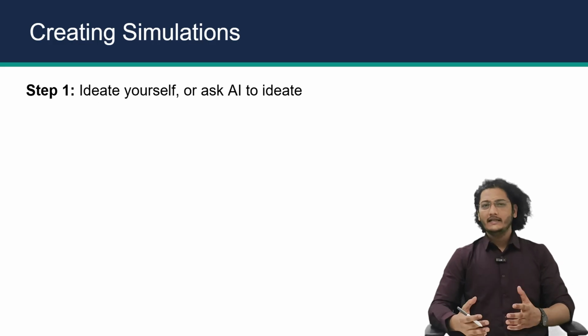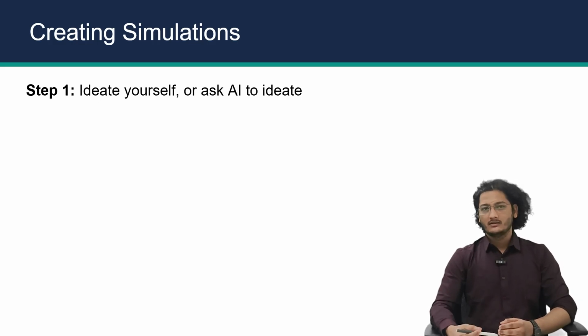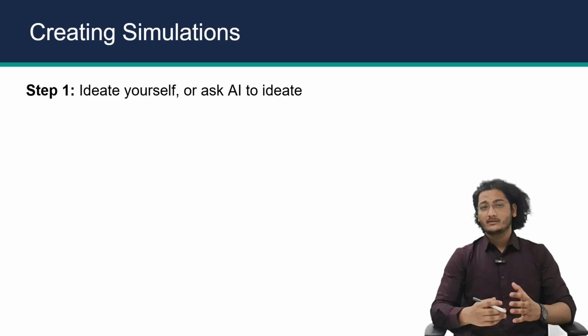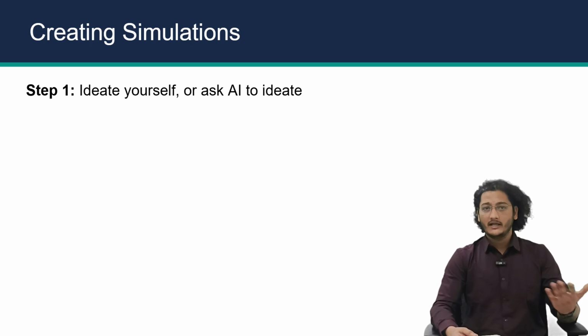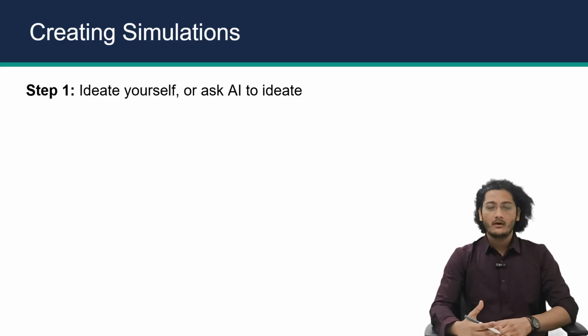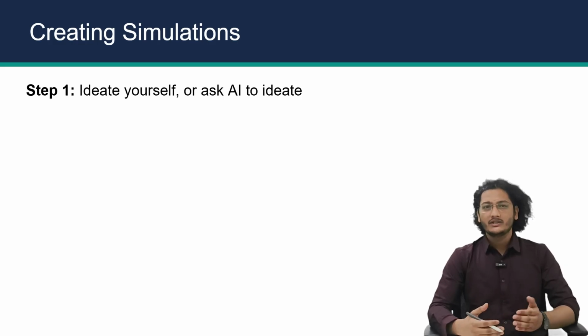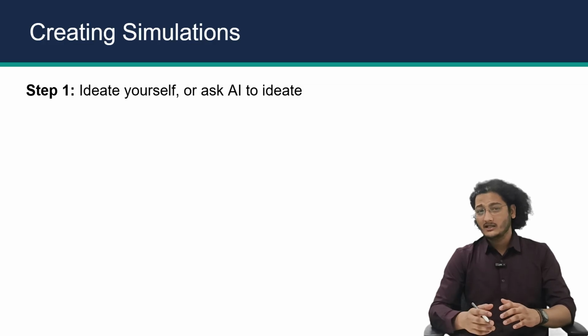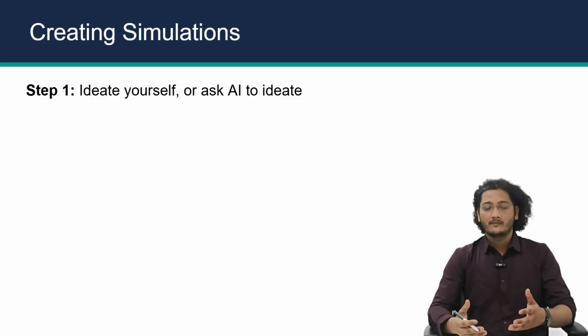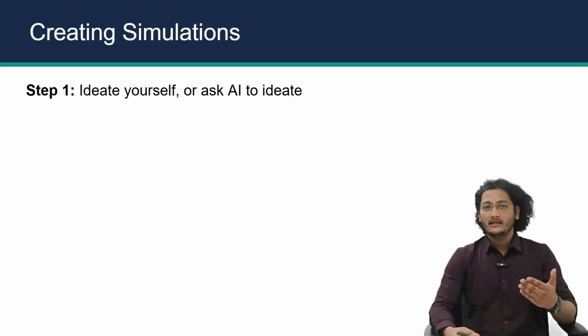First, ideate yourself. Ask what exactly you want this simulation to do. So for physics teachers, there will be a different kind of ideas. For chemistry teachers, the ideas are different. Or if you don't have any idea, you can also use AI to ideate. You can chat with AI, saying, I want to teach this topic. Can you help me think about what kind of simulations I can make? You will get many examples, and then as a subject matter expert, you know better which simulation will work better.